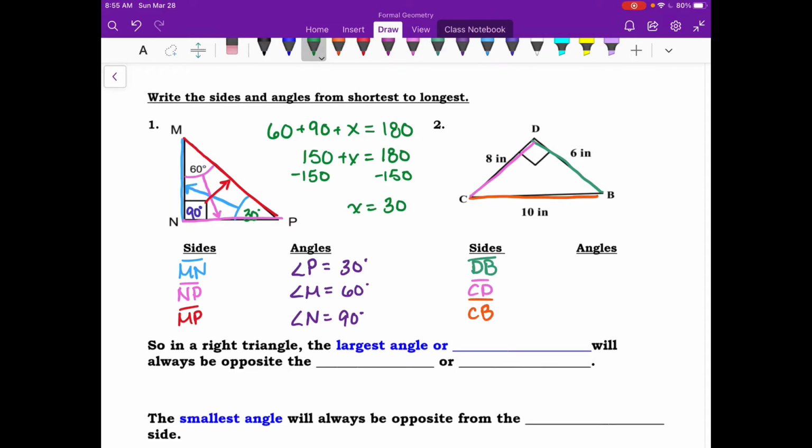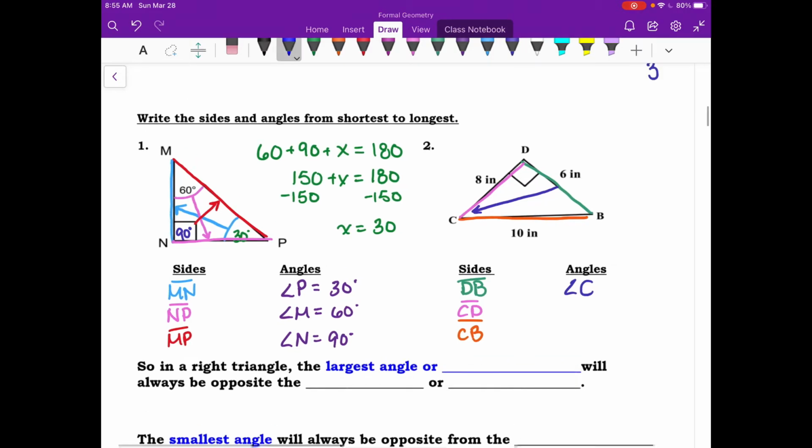So to find our angles from smallest to largest, I'm going to find my smallest side and go across and look at the opposite angle. So my smallest side is side DB. My opposite angle here is angle C. So angle C is my smallest angle. My next smallest angle will be across from the medium side, which is side CD. So that's angle B. So angle B is my next largest angle. And my longest side, CB, is opposite from my largest angle, which is angle D.